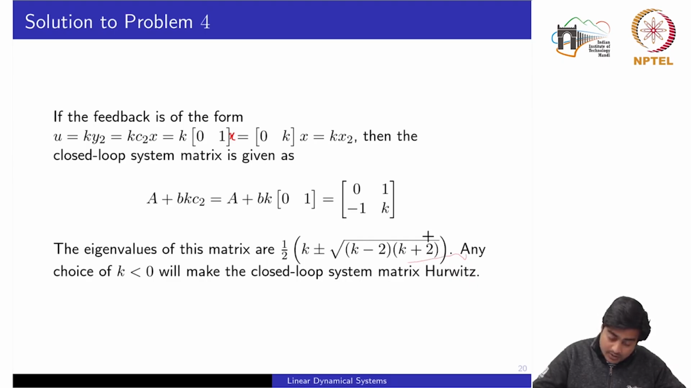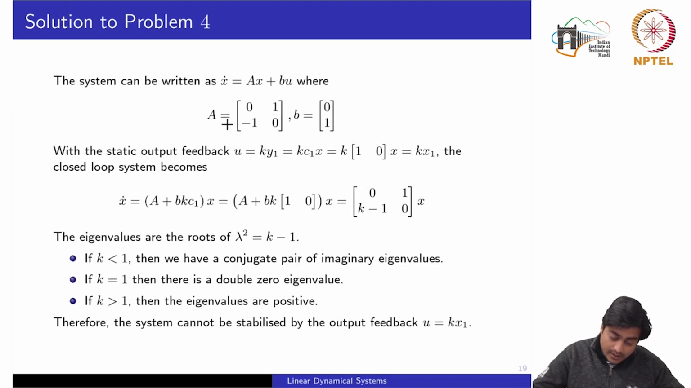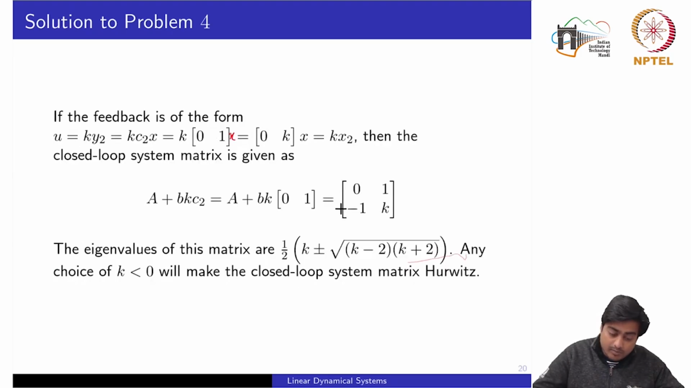Okay, so this means that if I feed back both the states, I know from the controllability property of the pair A comma B that the system can be stabilized. But if instead of feeding back both the states, I feed back the first state, the system can never be stabilized. But by feeding back the second state, we see that the system can be stabilized for negative values of K.